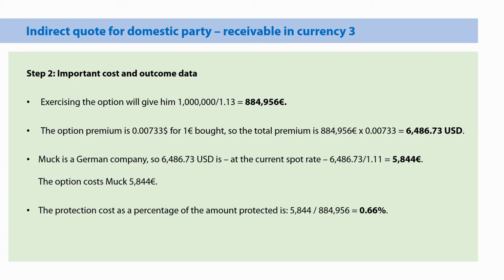Then we want to know how much is that as a percentage of the amount protected. Because the absolute value, that is a high number. On the other hand, it's a lot of money that we're talking about. So how much is that as a percentage? It gives us a better understanding of what it costs. And the company would have to pay 5,844 for an amount of 884,956. And that is 0.66%. It's less than 1%.